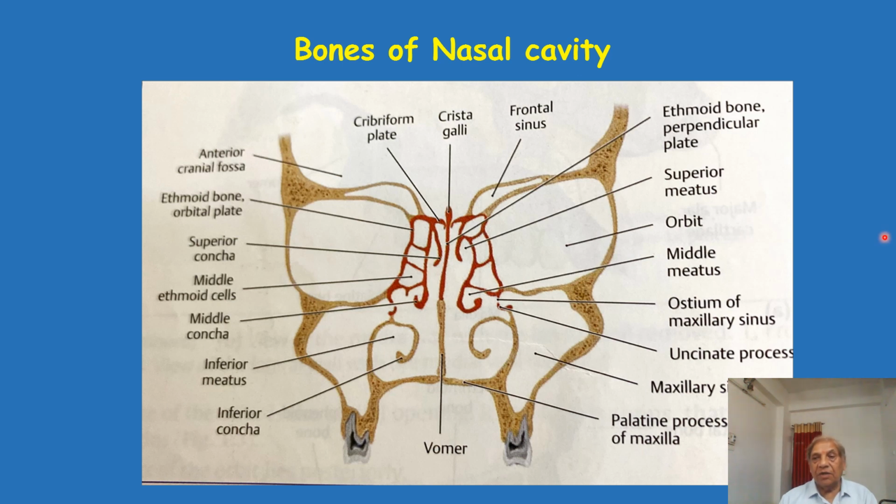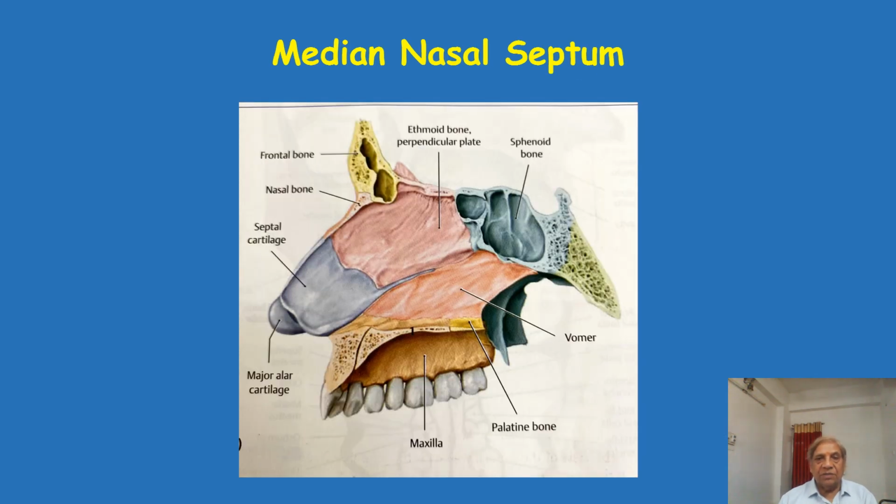I think you have got a fairly good idea about the nasal cavity situation. Let us first look at the median nasal septum, the partition which divides the cavity into right and left nasal cavities. As I said, in the midline it is formed above by the perpendicular plate of the ethmoid, and lower down by the vomer bone. But anteriorly the gap between these two bones is not formed by bone, but by cartilage, known as the septal cartilage. Thus the median nasal septum is partly bony and partly cartilaginous.